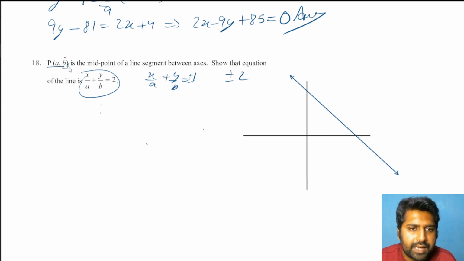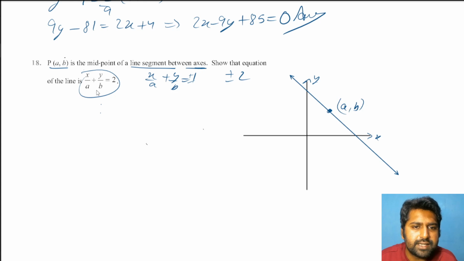He's saying P(a, b), that's a coordinate, is the midpoint of the line segment between the axes. So this is the y-axis, x-axis. This line segment has a midpoint in between at (a, b). He's saying show that the equation of the line is like this, or suppose they'll say what is the equation of the line.